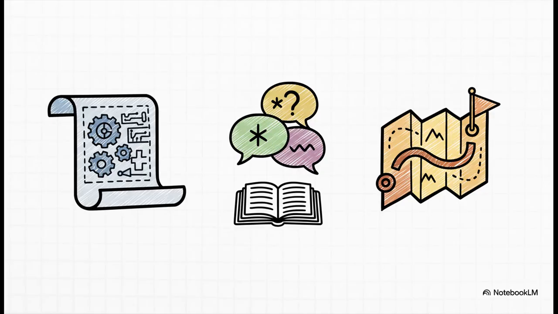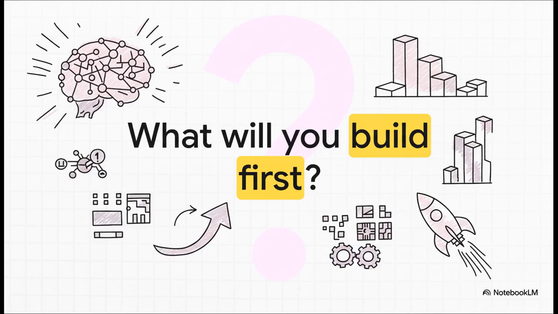And that really is the bottom line, isn't it? You have the blueprint for how AI models are built. You have the language to understand the conversation. And you have the roadmap to guide you on your own journey. You're officially equipped. So, there's really only one question left to ask. With all this knowledge, with all this power at your fingertips, what are you going to build first?